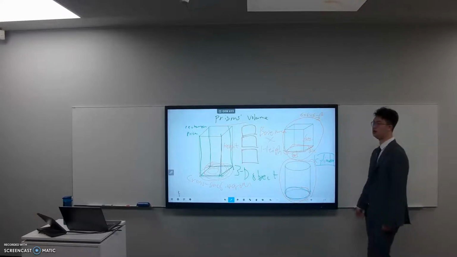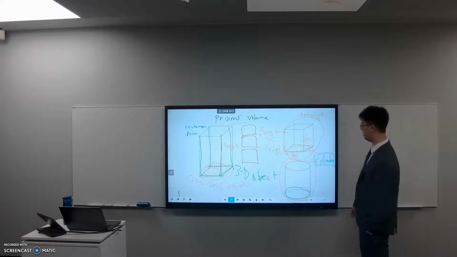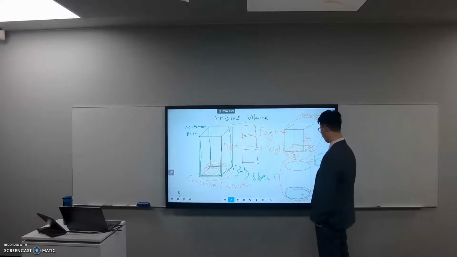So how do we calculate its volume? It's the same thing. You calculate whatever the area of this circle is, and then times by the height. This is the height.